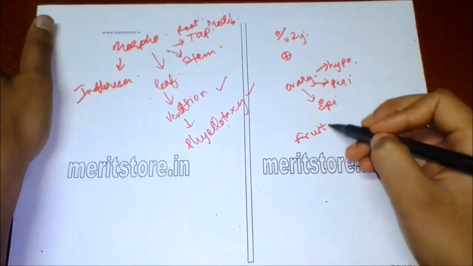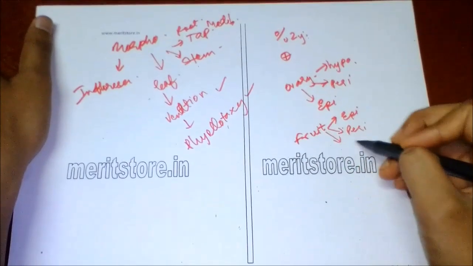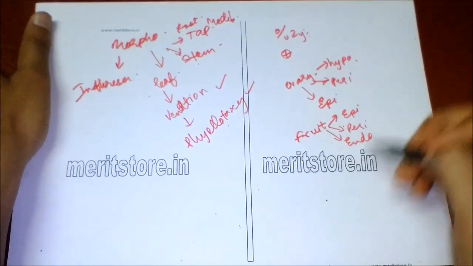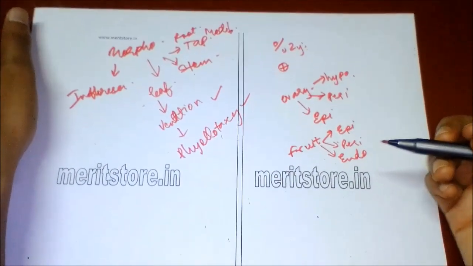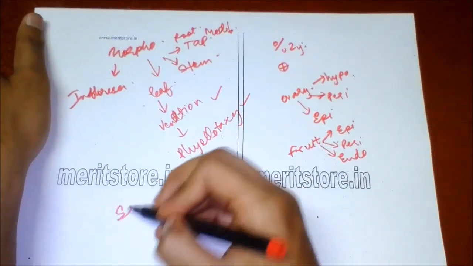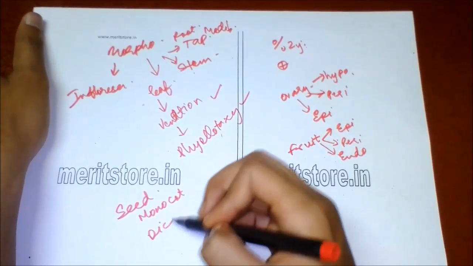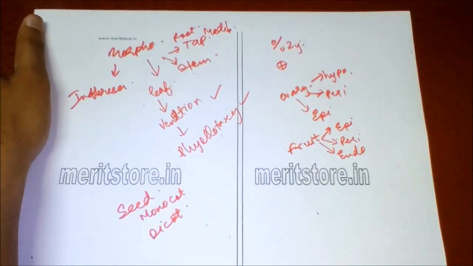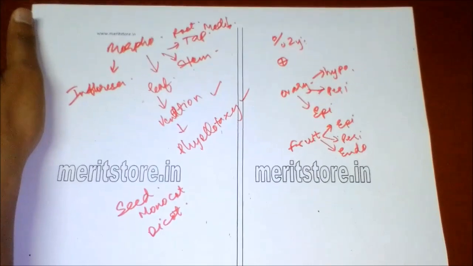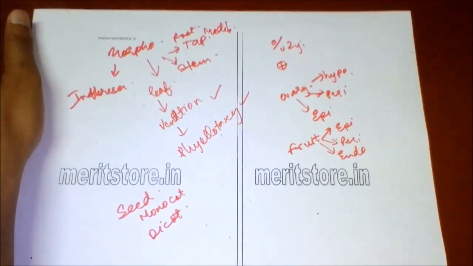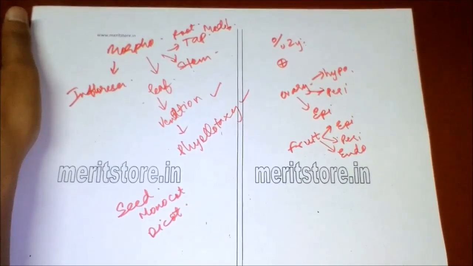Then comes the fruit part, which includes epicarp, mesocarp, endocarp, and different types of fruit: simple fruit, aggregate fruit, compound fruit. So these are the things which we have to see. Then comes the seed, which includes monocot and dicot. So different examples of seed and the parts of the seed: testa, tegmen, micropyle, radicle, aleurone layer, coleoptile and coleorhiza. These are the terms which you have to remember.